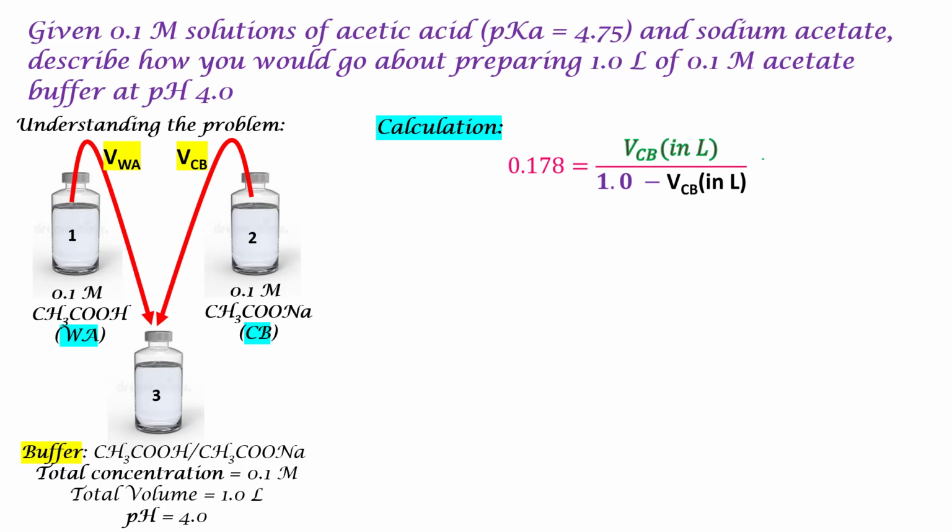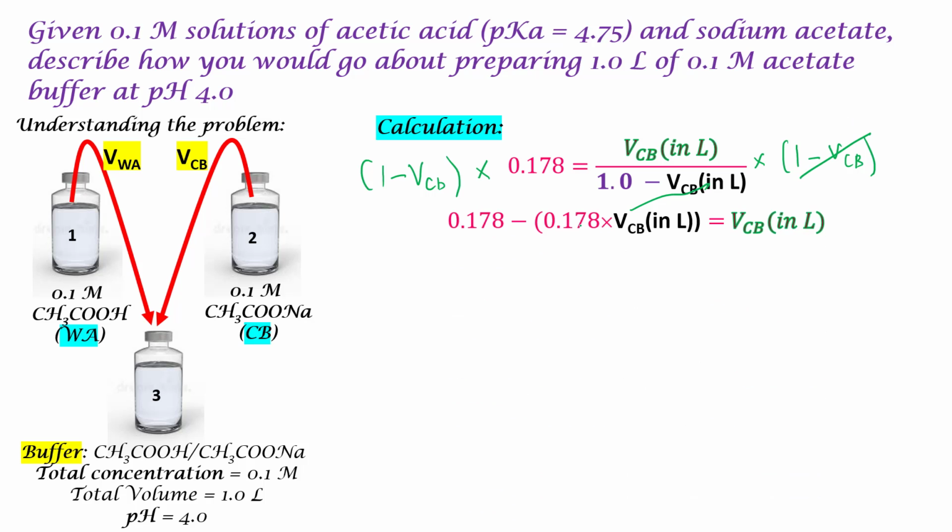One thing we can do is multiply this side of the equation by 1 minus VCB. We can multiply this by 1 minus VCB, and then we can also multiply this side of the equation by 1 minus VCB. If you multiply this, we know that we can cancel out this 1 minus VCB with this 1 minus VCB. That's going to cancel out, so you will end up with this particular equation right here.